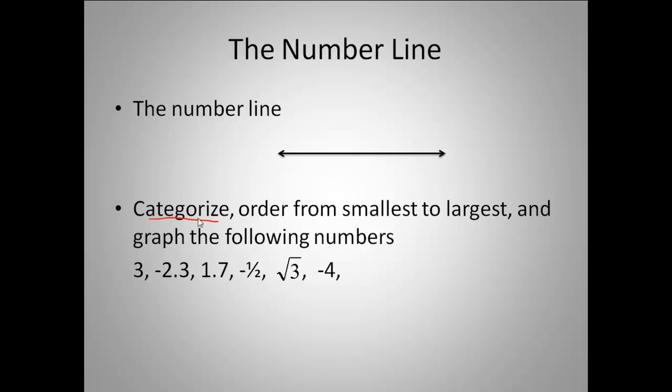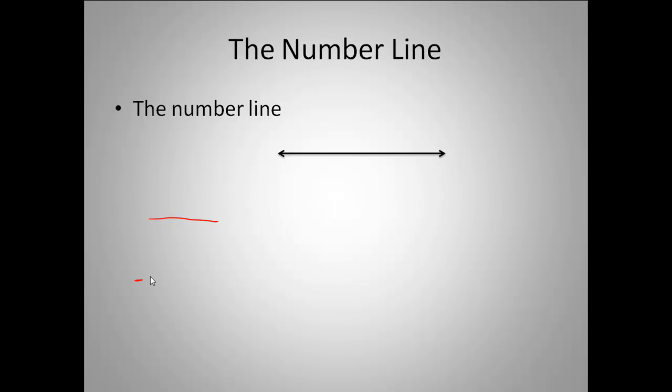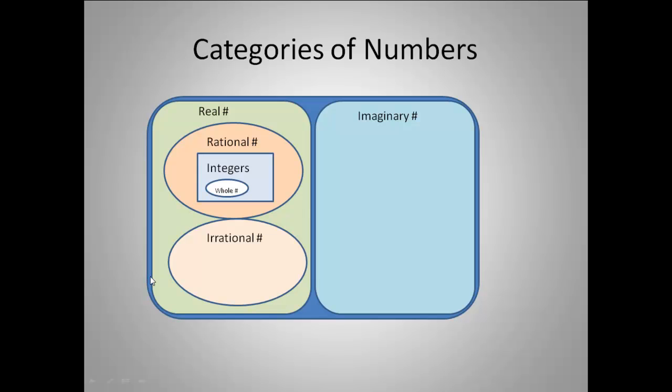So when we categorize, if we start with the number 3, you might look back on your diagram and figure out, okay, where does the 3 fall in? Well, the most specific thing that we could call a 3 would be a whole number. And since it's part of the whole numbers, that also means that it is part of the integers, the rationals, and the reals.